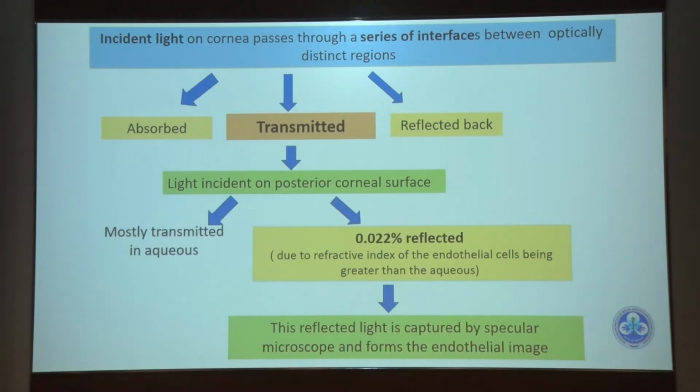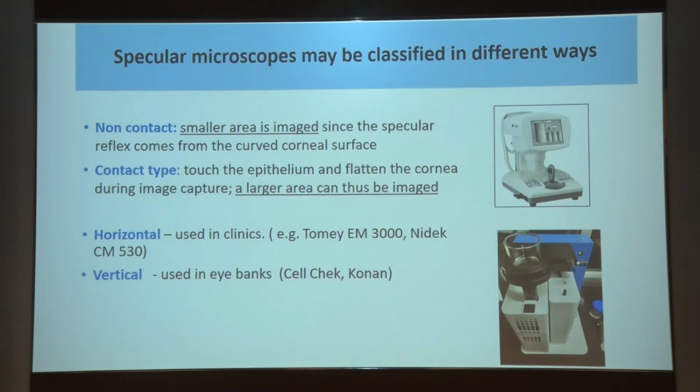Basically, the incident light passes through the cornea. Now the cornea is not a single surface. It has a series of interfaces which are optically distinct and have different refractive indices. Most of the light gets transmitted, some is absorbed and some is reflected back. Of the light which falls on the posterior corneal surface, a very minuscule part is reflected back. This light, reflected specularly, is captured by the specular microscope and forms the endothelial image. It is much less than 1%.